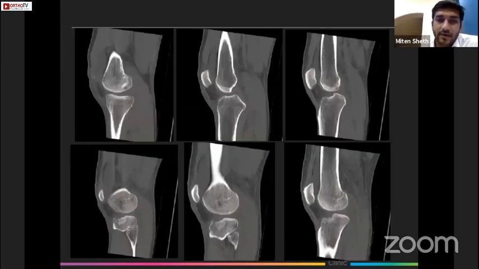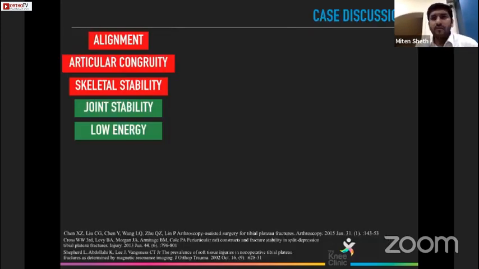This patient, we happened to do a CT scan as well, and you can see a depression that's significant, around 4 to 5 millimeters, 6 millimeters reported on the CT scan report, and it's all in the anterolateral tibial plateau. So how are you going to start thinking about this scenario?